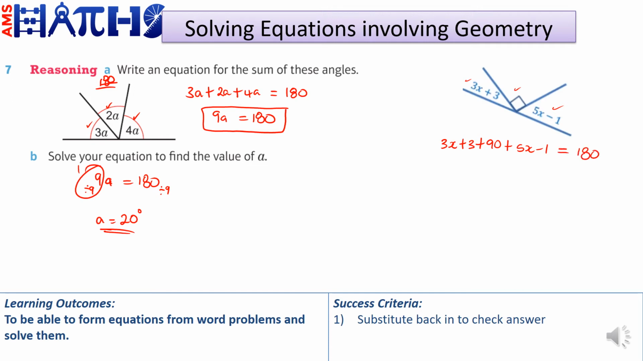So we can simplify. 3x plus 5x will give me 8x. Then we have 3 plus 90 is 93, and then subtract 1 gives us 92. So we get positive 92, and that's equal to 180. Then we'll solve our equation. We'll subtract 92 on both sides first. 92 minus 92 is 0, so we're left with 8x. And then 180 minus 92 is 88.